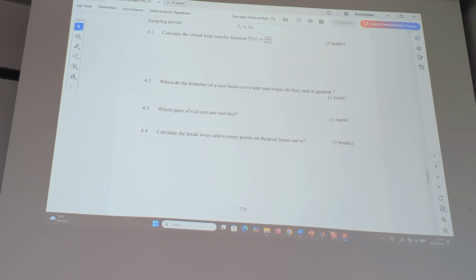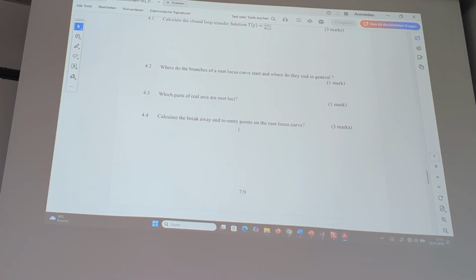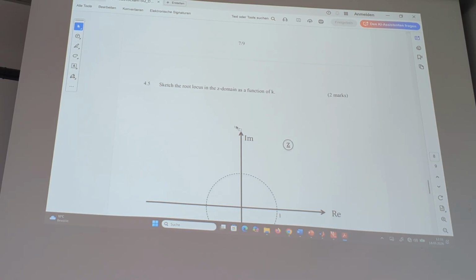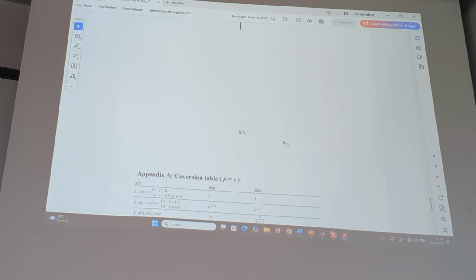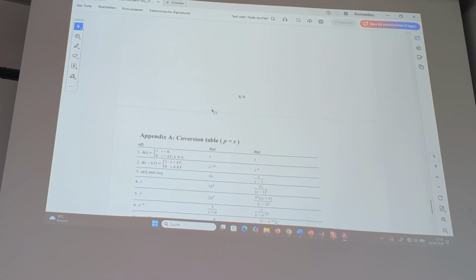Calculate breakaway and re-entry points on the root locus curve. How are they calculated? We represent the poles as a function of K, then we take the square root part, which is the only part that can possibly be complex, and equate that to 0. Correct. And then in the end, the root locus curve has to be drawn in the z domain as a function of K. So this is how the structure looks and how the questions could look.